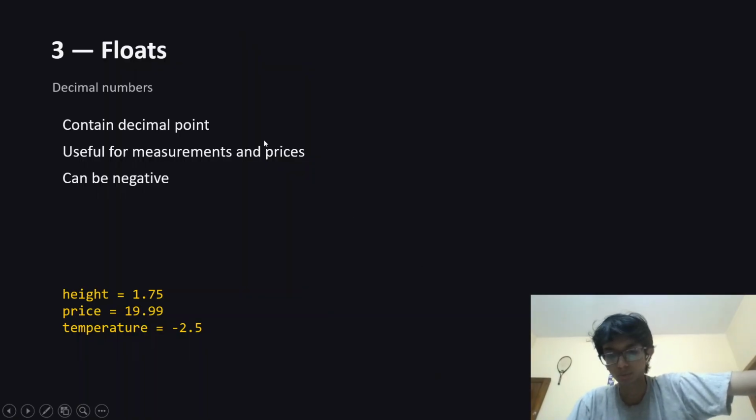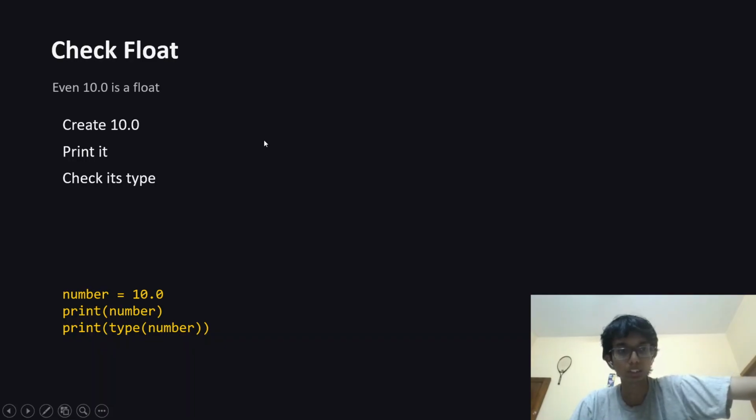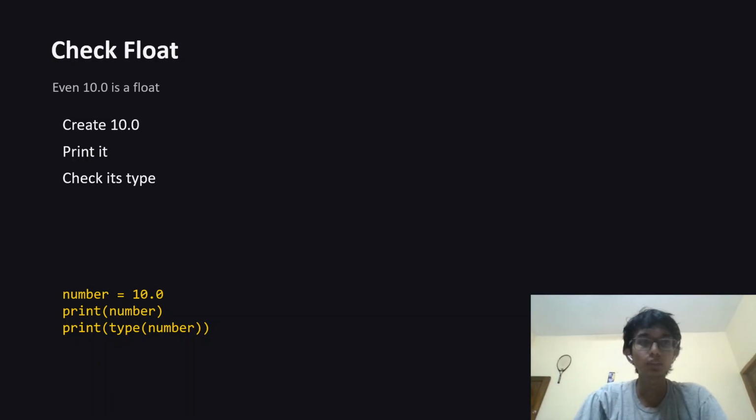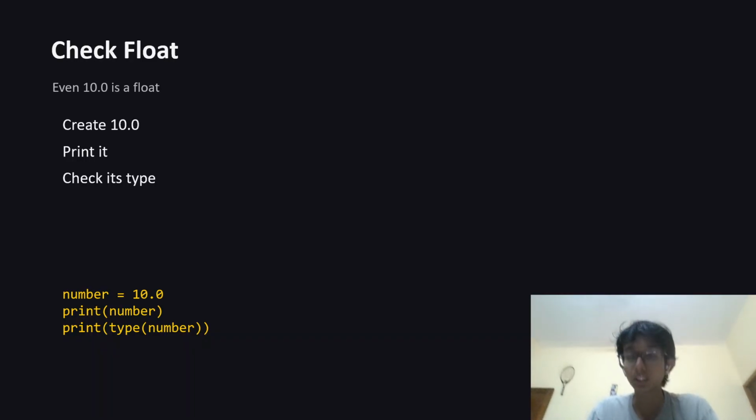So that's notes. Now, how do you check the same thing? How do you check any type of data types? We are just going to use the type function. The data type itself has the clue. Even 10.0 is a float. 10.00000 till infinity is basically 10, but still it is considered a float and not an integer. Create a float 10.0, print it, and check its type.